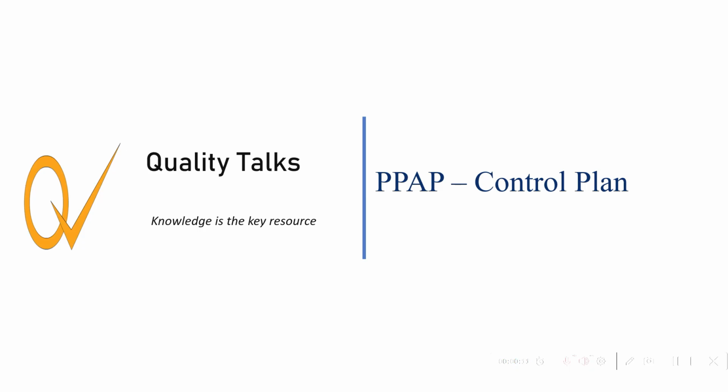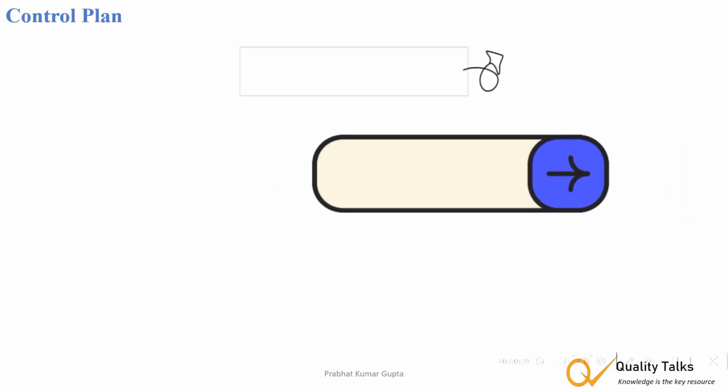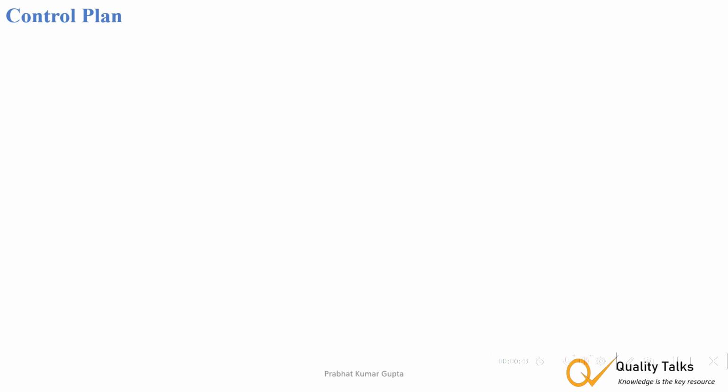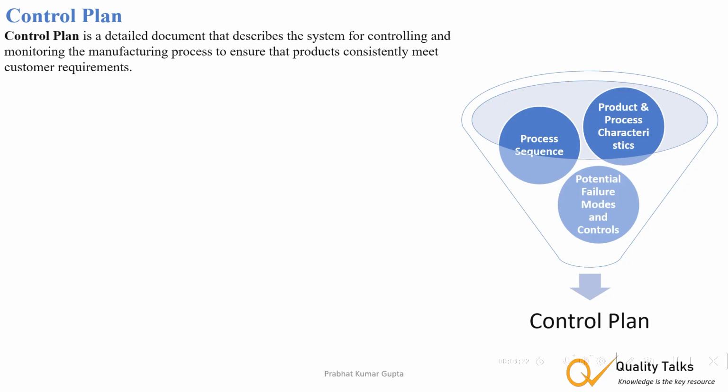In this video, we will be talking about a critical document that ensures product quality in manufacturing, that is control plan. Control plan is an essential part of the production part approval process or PPAP. Control plan takes input from PFD, that is process sequence, product and process characteristics, that is a part of design also, and PFMEA, potential failure mode effect analysis.